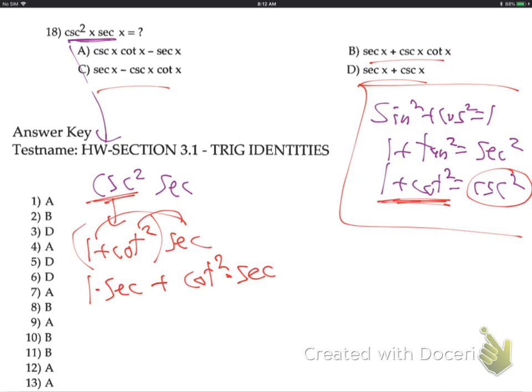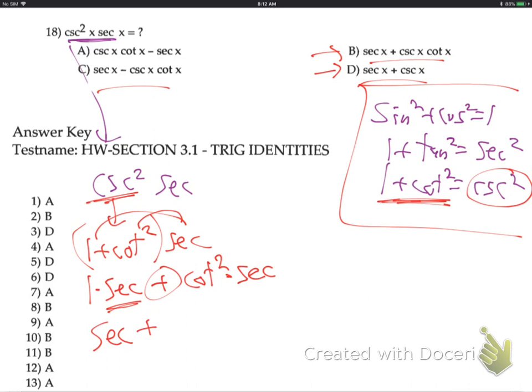Good to there? I just distributed that secant. Anything outside parentheses multiplies the things in the parentheses, right? So already we have a secant alone with a plus. So we're thinking it's either B or D, right? Secant plus. Now, what can we do here?